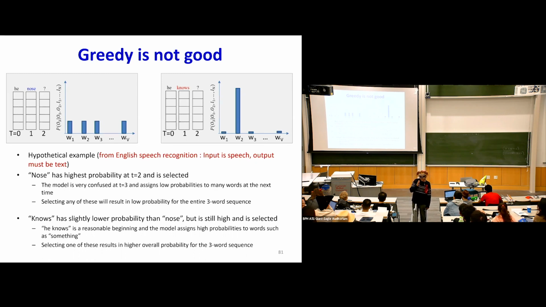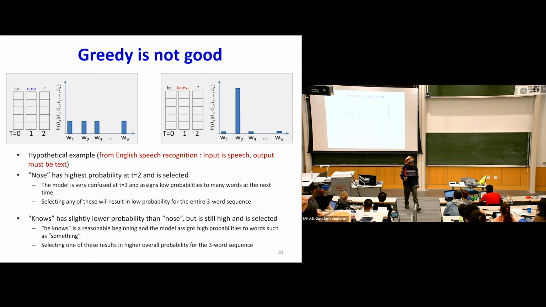But when you say he nose, is that a meaningful sentence, right? It is not. So then when you use he nose as the input and ask the network, what is the next word? It's going to be very confused. It's going to give you, more or less, a random set of low probabilities to all the words in the language.